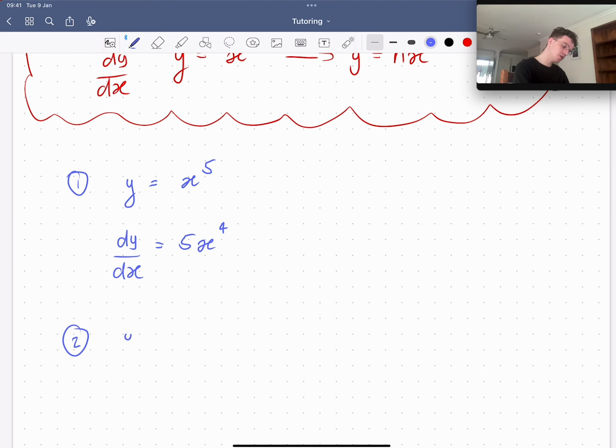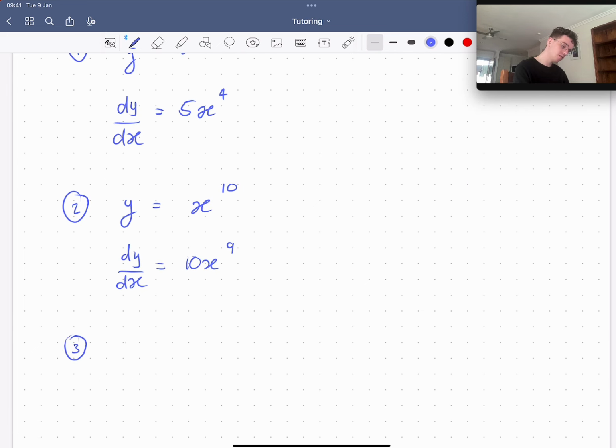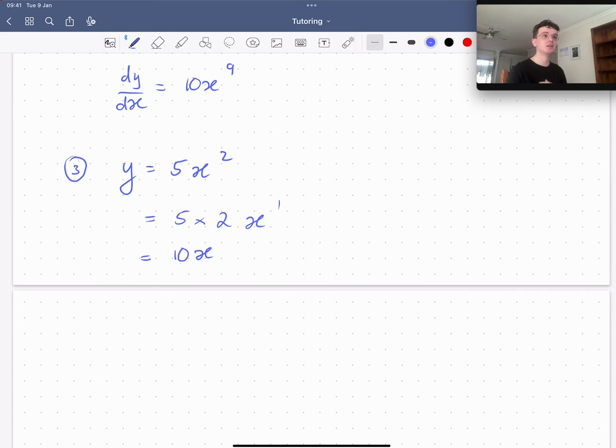Question number 2, differentiate y is equal to x to the power of 10. Again, dy dx is equal to 10x to the power of 9. We bring down the 10 and we subtract 1 from the power. Question number 3, y is equal to 5x squared. Again, we bring down the power, 5 times by 2, x to the power of 1, which is 10x to the power of 1. So whenever you have a coefficient of x, you just bring down the power, times it by the coefficient, and subtract 1 from the power.